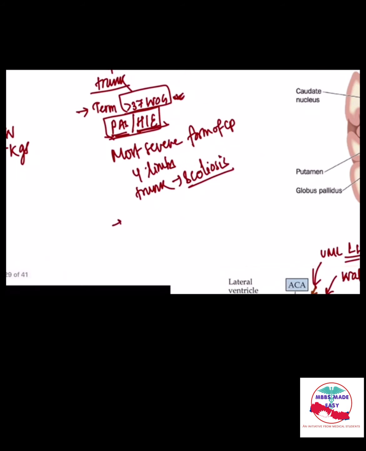Not only that, this disease causes global damage to the larger part of the brain parenchyma, and hence they are at increased risk of seizures, neonatal seizures or refractory seizures. They are also at increased risk of mental retardation. They are also at increased risk of bulbar palsies. Bulbar palsy means palsies of the cranial nerves.